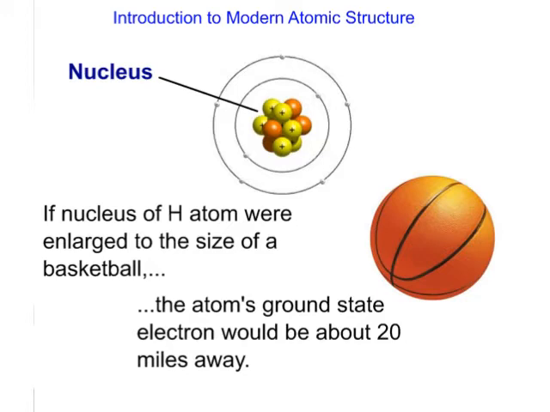To give you a little bit of reference for that, if the nucleus of a hydrogen atom were enlarged to the size of a basketball, then the atom's ground state electron would be about 20 miles away. That would be the kind of scale that we're talking about. So the nucleus actually is very small compared to the enormous amount of space inside the atom.